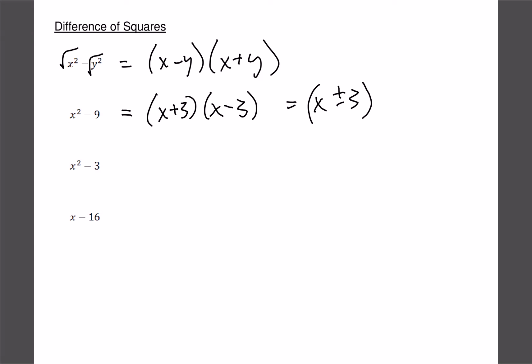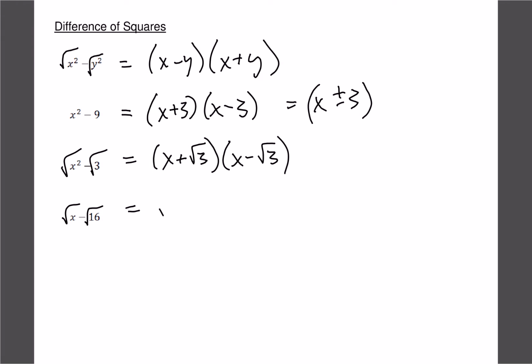That works as well. And the next one, again, do the same thing. We'd have x plus root 3 and x minus root 3. And the last one, if we square root front and back, we get root x plus 4 and root x minus 4.